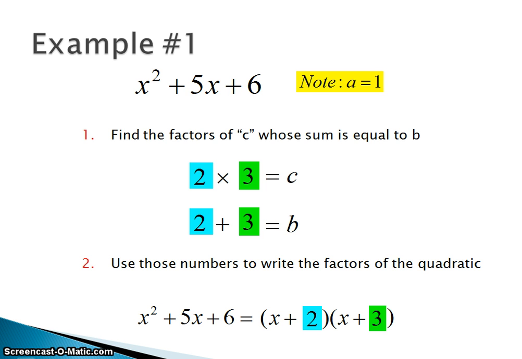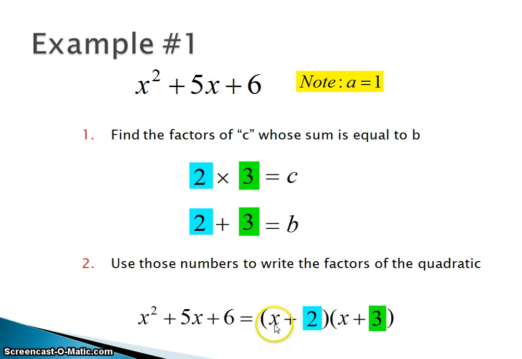If we start with this trinomial, x squared plus 5x plus 6, and we want to find the factors of that trinomial, then we're going to find two numbers that multiply to equal 6 and add to equal plus 5. Those two numbers are 2 and 3. And so we're going to use those numbers to write our factors. So now we know that if we multiply x plus 2 and x plus 3 together, we should get x squared plus 5x plus 6.